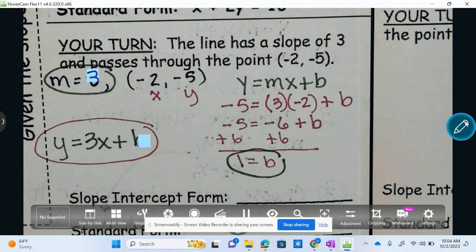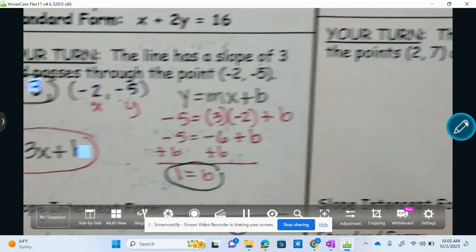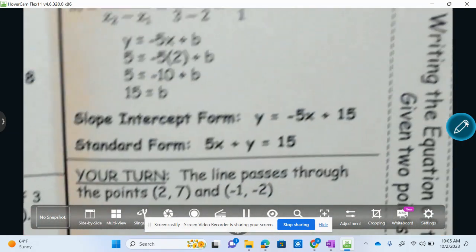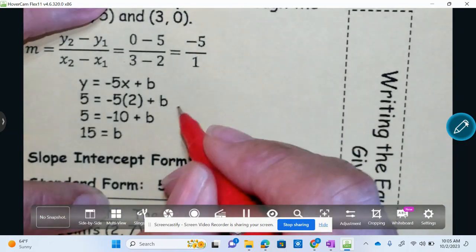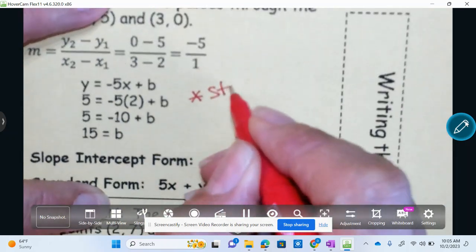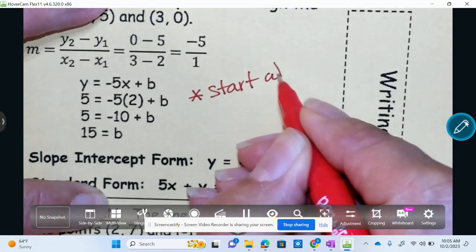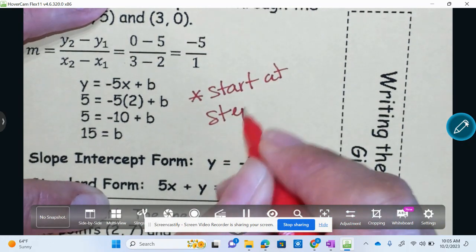Okay. So on the right side of your little journal page, the right side says, hey, this is how to write an equation of a line given 2 points. So you have to start at step 1. You have to begin at step 1. So I'm going to write that up here. I'm just going to write a little note that says, start at step 1.